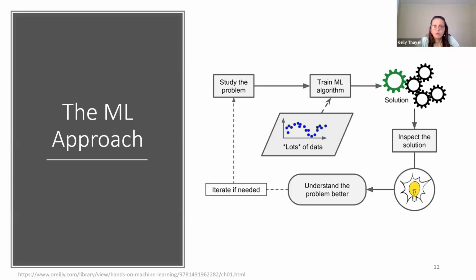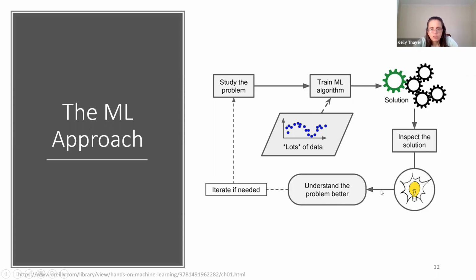The machine learning approach. In the machine learning approach, we're going to have some problem of interest. We're then going to study that problem. We will then train a machine learning algorithm. To do this, we'll have the input of lots of data. We'll define what exactly we mean by lots and how we know if we have enough. That will then provide instances, and then a solution will come out. We'll inspect the solution to see if it has good ideas. Hopefully we'll be able to understand the problem better.